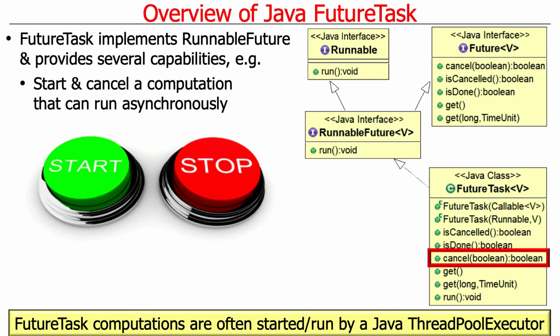You can start and cancel a computation that runs asynchronously. And by far, the most common way of using a FutureTask is to pass it to run in a thread pool that's managed by the Java thread pool executor. So either a fixed size thread pool or a cached thread pool and so on and so forth. FutureTask is an out-of-the-box implementation of the Future interface, and so you can use it for things that expect to be given tasks, namely runnables, but they also want to act as futures.